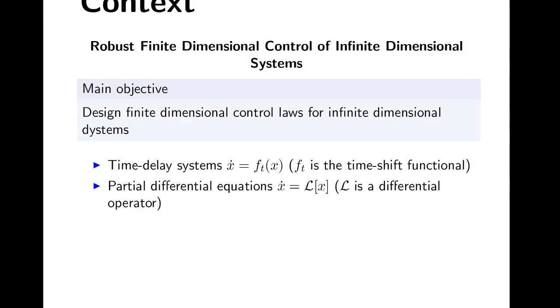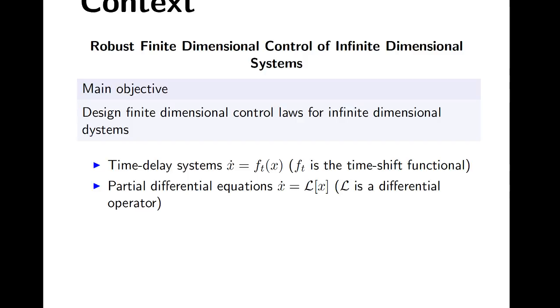So the general context of this research is that we want to study robust finite dimensional control of infinite dimensional systems. I would like to emphasize here that the class of plants we are going to control are infinite dimensional systems, but the class of controllers we want to use is a class of finite dimensional controllers. So that's the first feature of our approach. The main objective, as I say, is to design finite dimensional control laws for infinite dimensional systems.